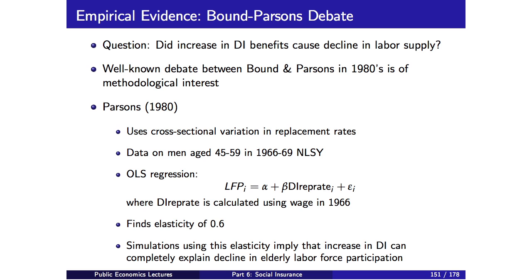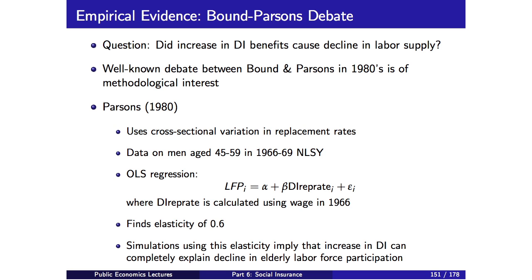And then he runs a bunch of simulations which show that the increase in DI benefits that occurred over the past 20 years when he wrote his paper, so from 60 to 80, can completely explain the decline in labor force participation among older males. So the idea of this paper, and the reason it was really important, is it's arguing that the rise of the social safety net is dramatically changing work patterns in the US and making people work less, right?